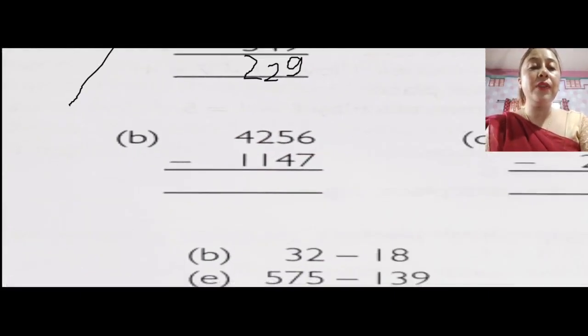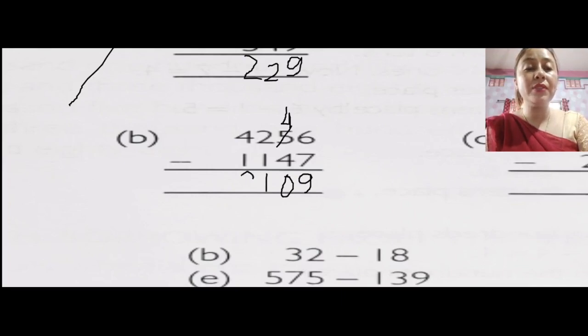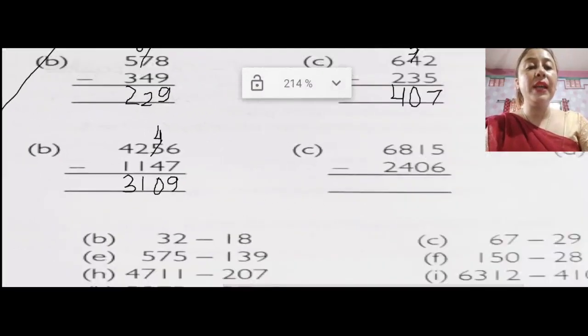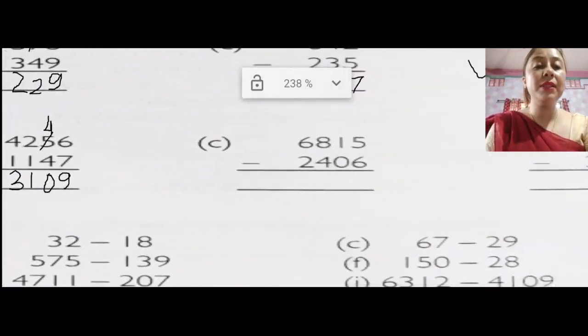Now let us move to number B, children. Here also you have to subtract 7 from 6, which is not possible. So I will bring 1 from 5. So 5 minus 1 is 4. So 16 minus 7 is 9. 4 minus 4 is 0. 2 minus 1 is 1 and 4 minus 1 is 3. So the final answer I got is 3109.